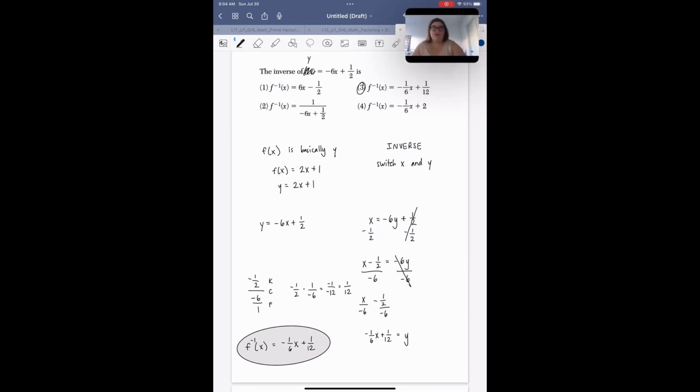So I hope that was helpful. Always remember, when you find that inverse, f of x, just replace it with y. Inverse just means switch x and y. Solve for your new y, and then put it back into that function notation, and you'll get it right down.